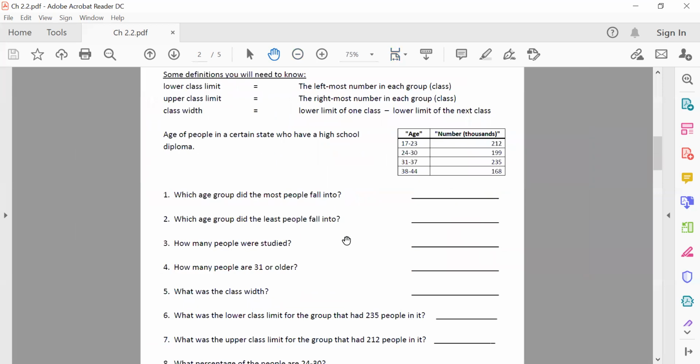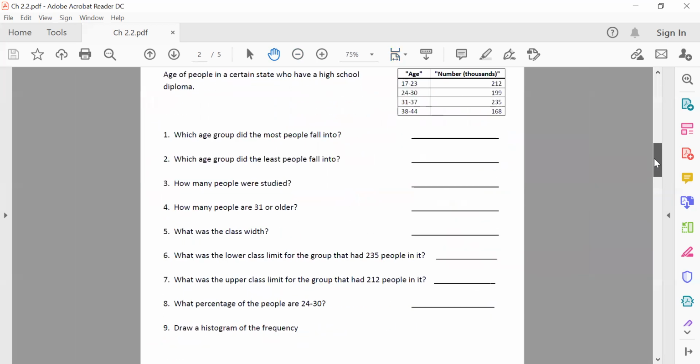So let's do this so we can see most of everything. Age of people in a certain state who have a high school diploma. Which age group did the most people fall into? We go over here to the frequencies, and it's the third class, because 235,000 is the most, and that's the age group of 31 to 37. So I'll write that, the 31 to 37 group. Which age group did the least people fall into? You can read that right off, pretty straightforward. It's 38 to 44.